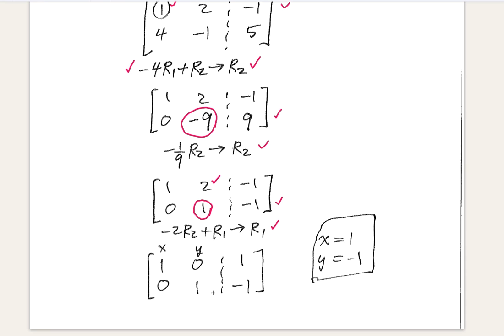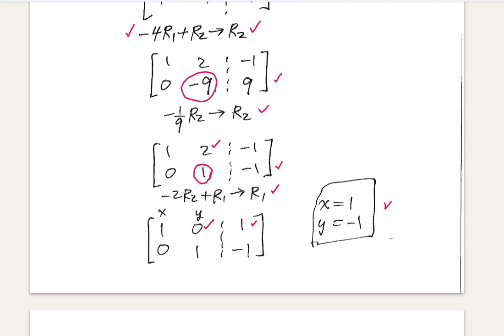So I've got 0, 1, negative 1 on the bottom. Okay, in the first column, unchanged. Negative 2 times 1 is negative 2, added to 2 is 0. That's why I did that. Negative 2 times negative 1 is 2, added to 1 is 1. You can read off the solution here. x equals 1, y equals negative 1.